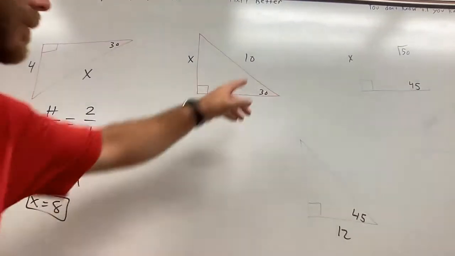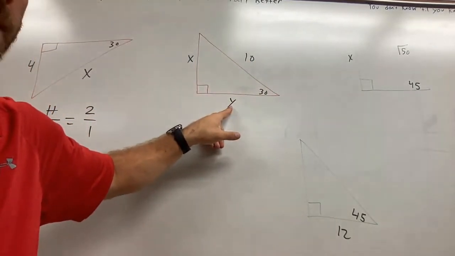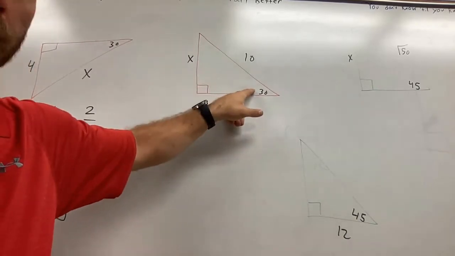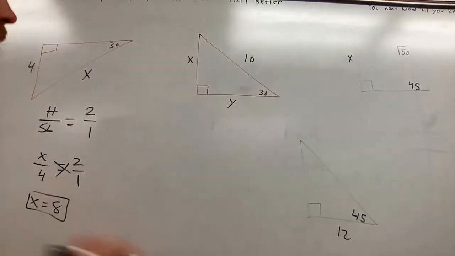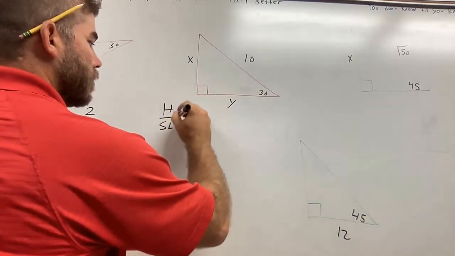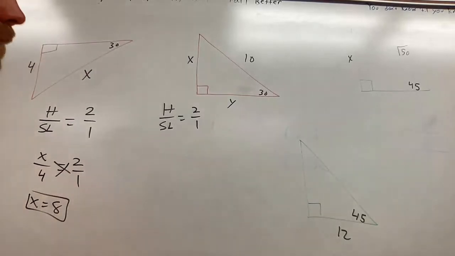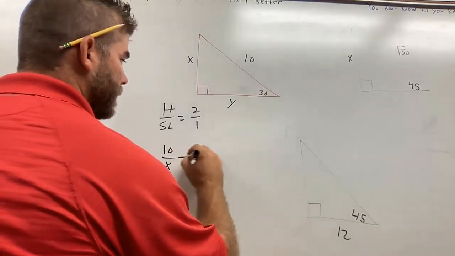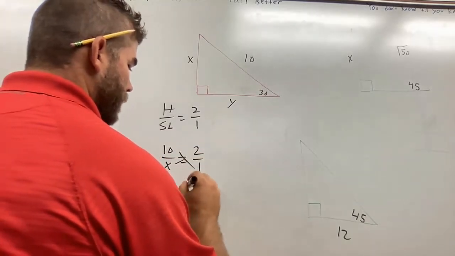The next one here, I'm going to solve for both. I have a hypotenuse. I want to find the long leg, which is y, and the short leg, which is x. I know this is my short leg because it's opposite the 30-degree angle. So the first thing I want to do is use my hypotenuse to short leg formula. My hypotenuse is 10, my short leg is x. I cross multiply: 2x equals 10.